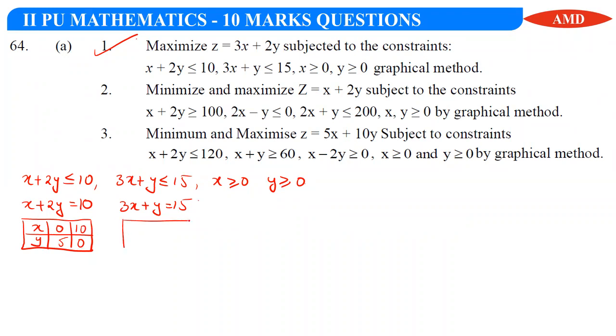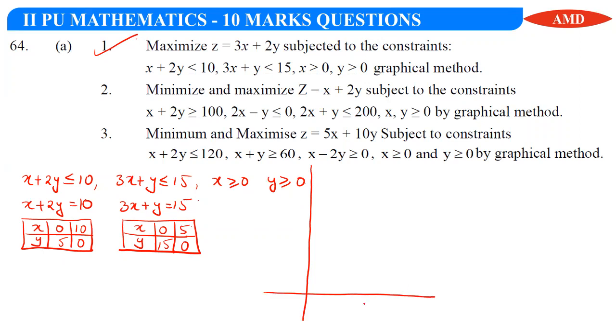In the same way, let us find 2 points in the other equation of straight line. When x is equal to 0, y will be equal to 15. And when y is equal to 0, x will be equal to 5. Having found 2 points from each of these lines, let us now try to draw the graph. In the exam, you will have to do it on the graph sheet. Here, I'll do it without the graph sheet.